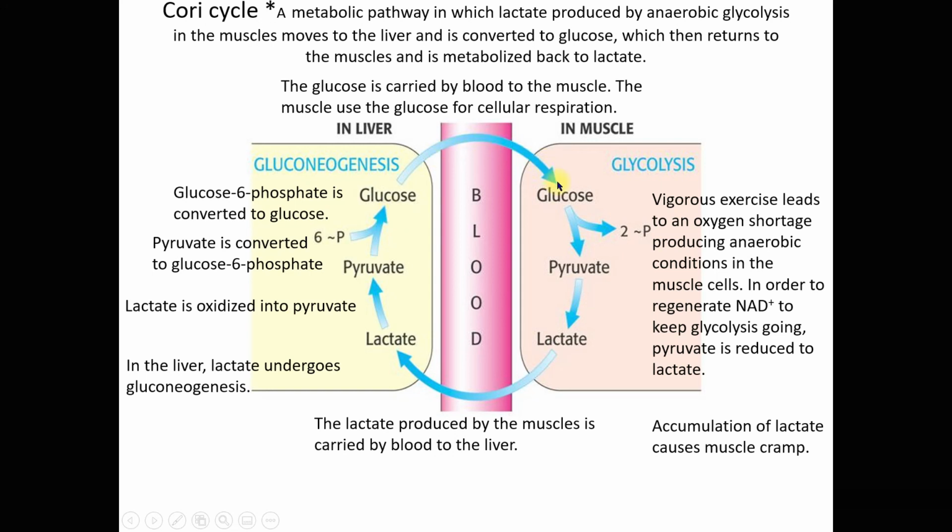So the muscle uses the glucose for cellular respiration. The glucose can also be converted into glycogen for storage in the liver. Remember, glucose is formed here from the glucose 6-phosphate. So the glucose either goes back to the muscle or is stored in the liver as glycogen.